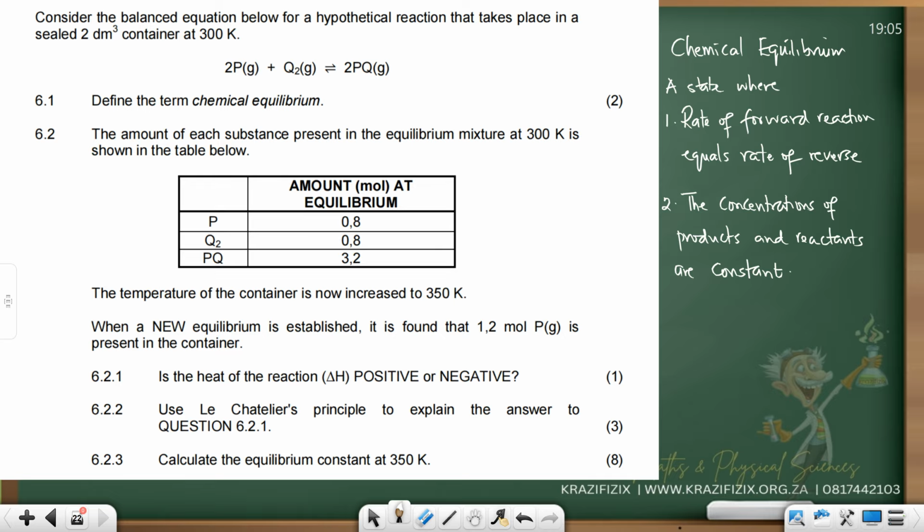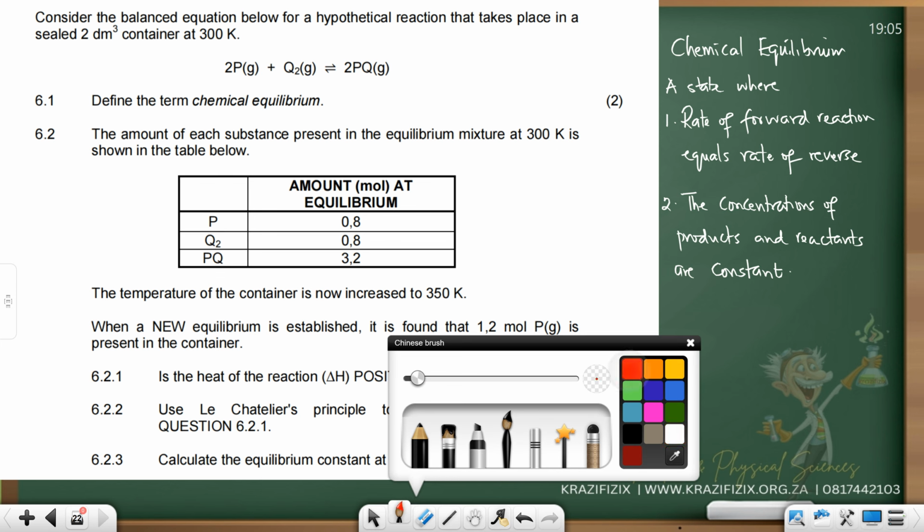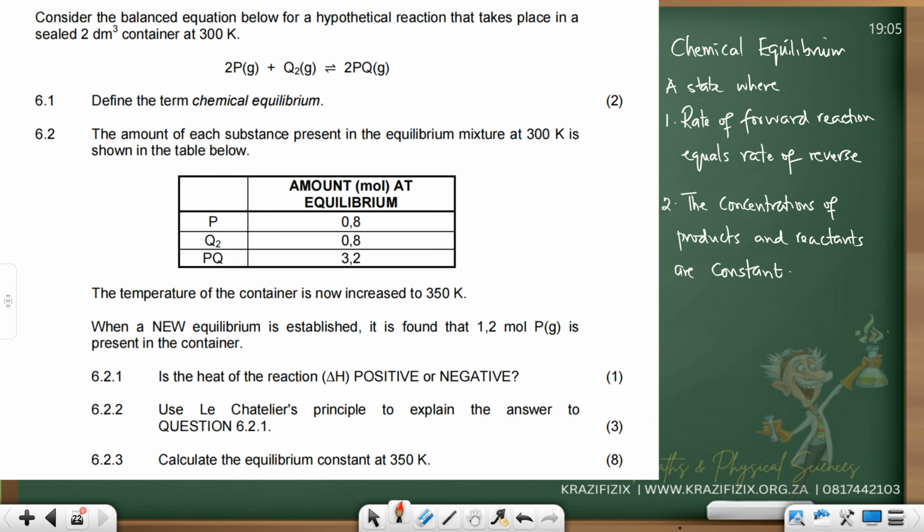Do you notice that this is actually my 4 marks? The 4 marks we just did, 1 and 3. So let's look at it quickly. What are the things that I would look at? The amount of moles at equilibrium. Do you notice this one is 0,8, which is a reactant? They told us it increased to 1,2. What can you tell me? The reverse reaction has been favored.